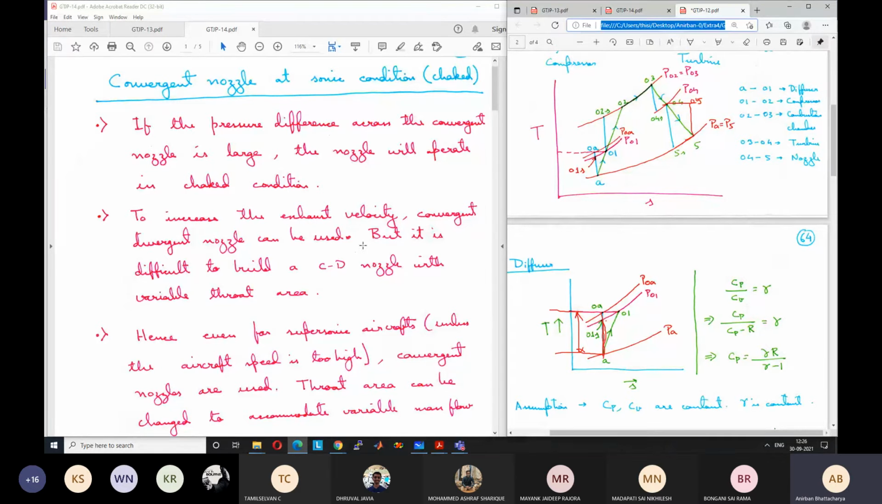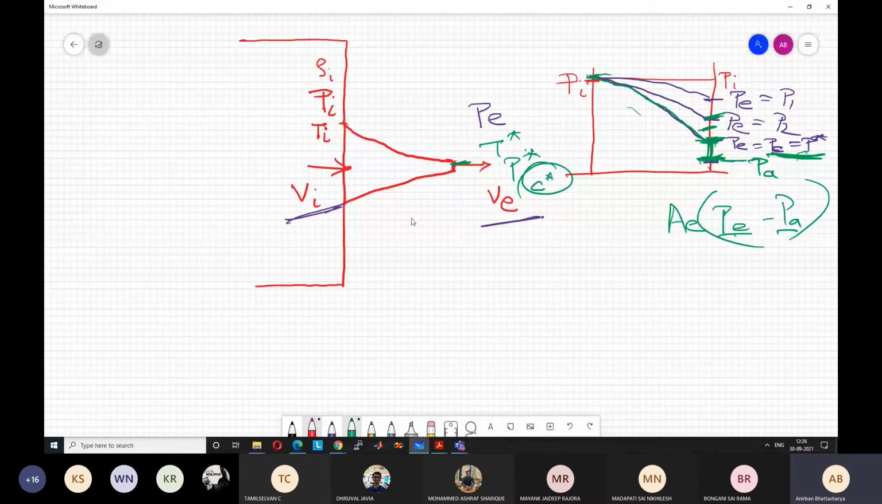So the only way you can cater to different mass flow rates is to change the throat area. Throat area is the area of the throat. So what is the throat? Throat is the section with the smallest area. So the only way different mass flow rates can be accommodated is that the throat area can change. So we need a variable throat area, and that is very difficult to build in a convergent divergent nozzle.